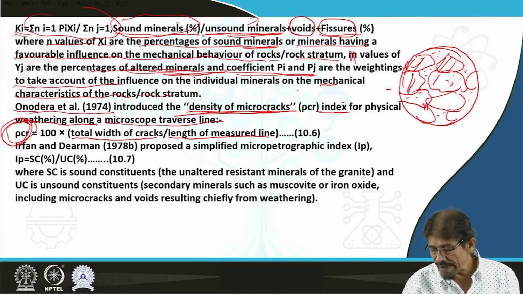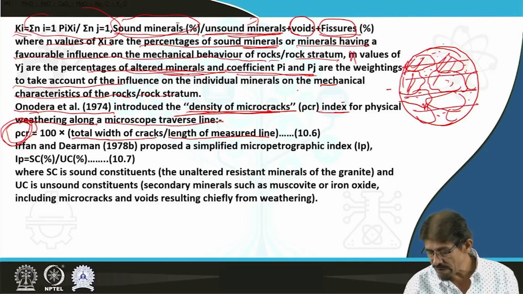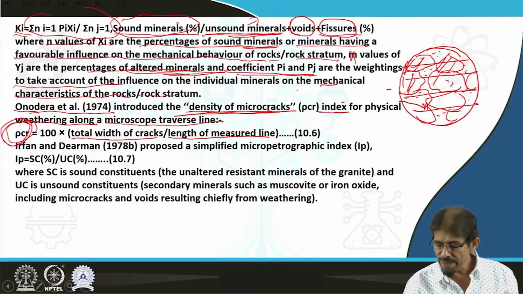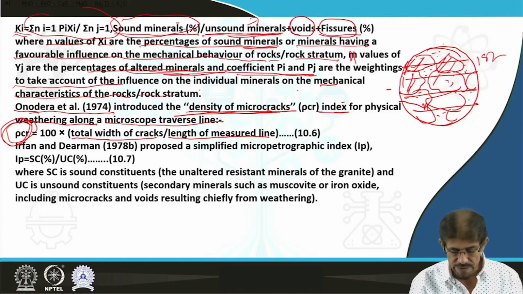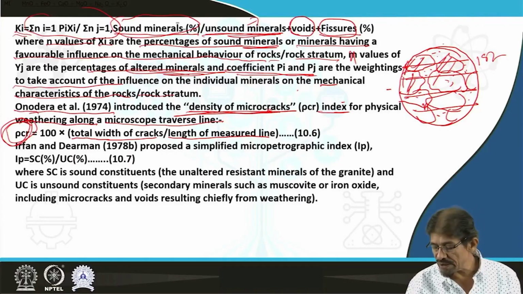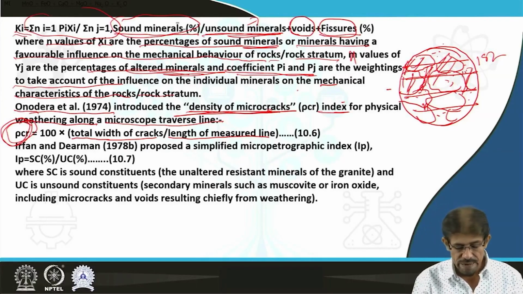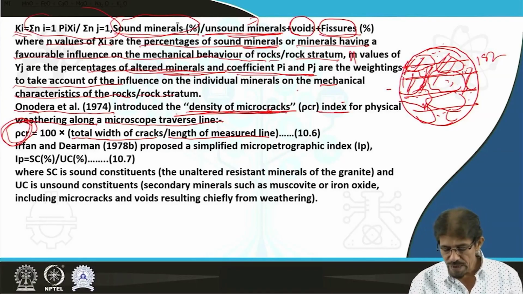We are taking traverse along first traverse, second traverse, third traverse, fourth traverse. In this way, for this individual first traverse, we are going to calculate the density of microcracks along this first traverse, then the density of microcracks. These gaps we are recognizing as microcracks or voids or pores. In this way, we are going to see the distribution of the microcracks in view of the density.